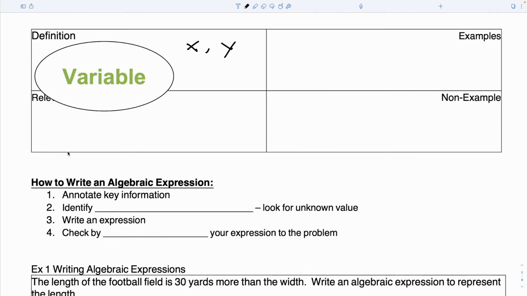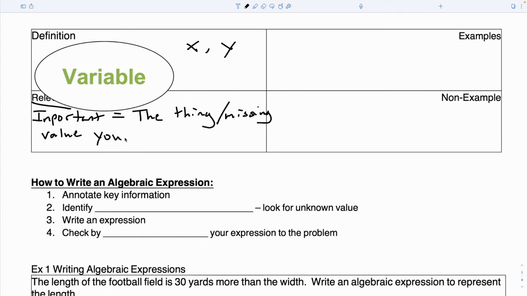Relevance means the importance. You can underline it and put importance. Variables are extremely important because they are the thing you're looking for. The missing value, the thing or missing value you're trying to find.